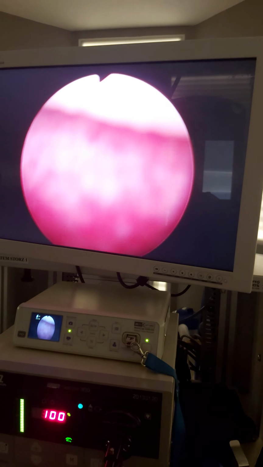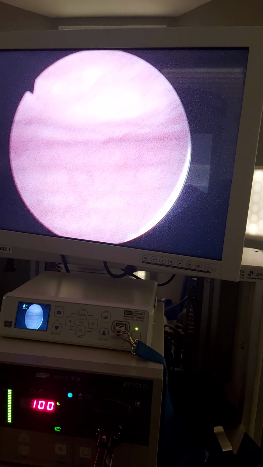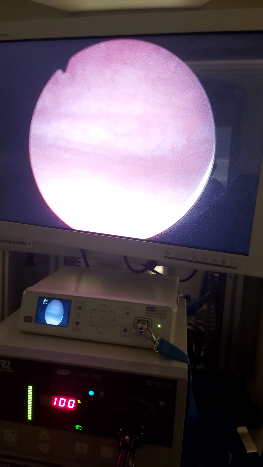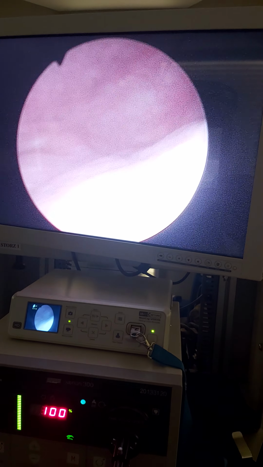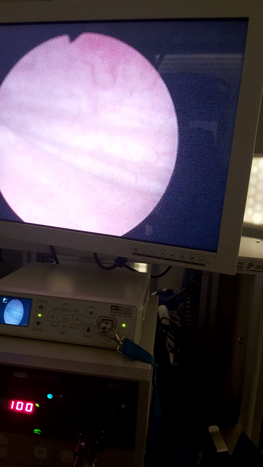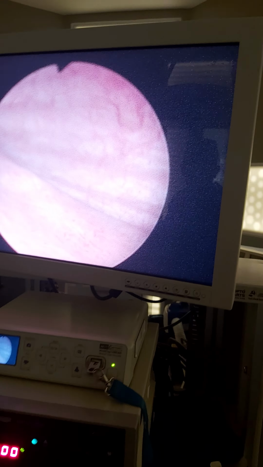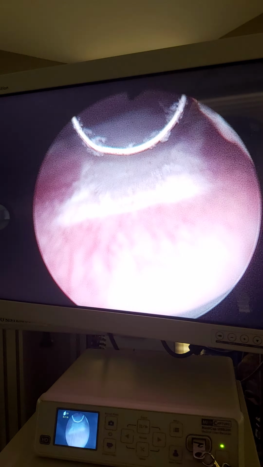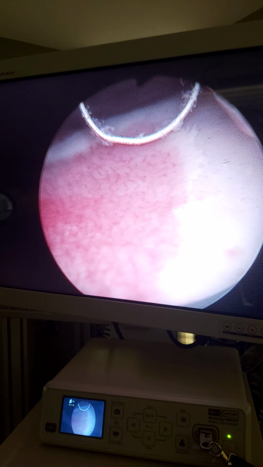Yeah, this red area. This part is coming into contact with this trigone area. Okay, I will fulgurate these. I started the recording. Now we mark the borders and now begin the fulguration.